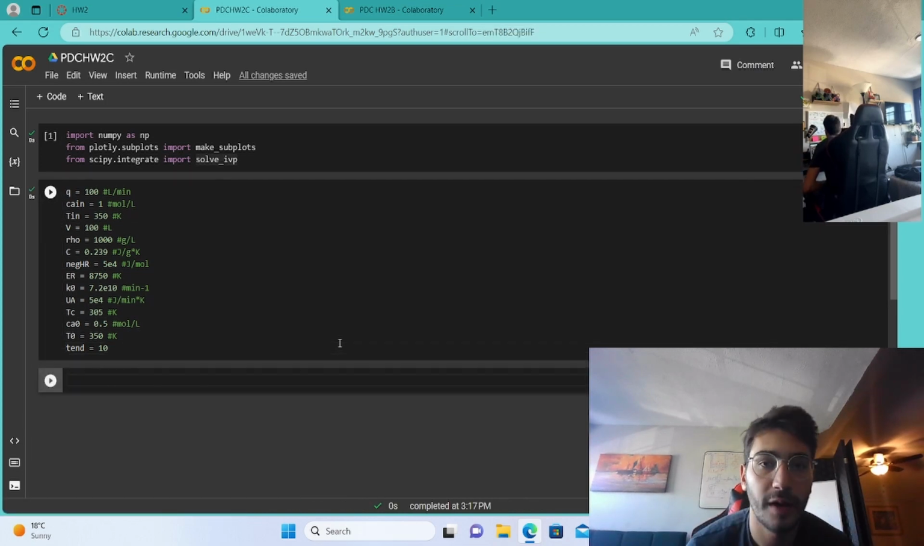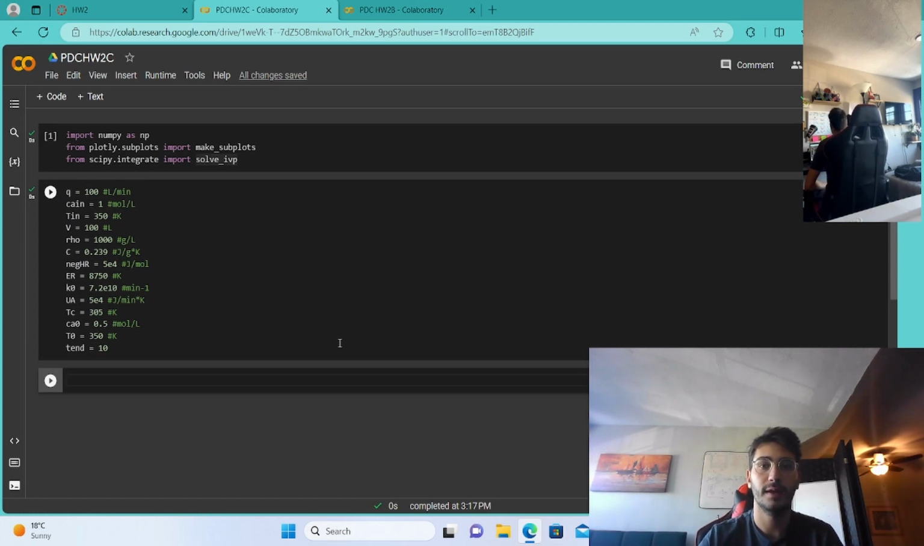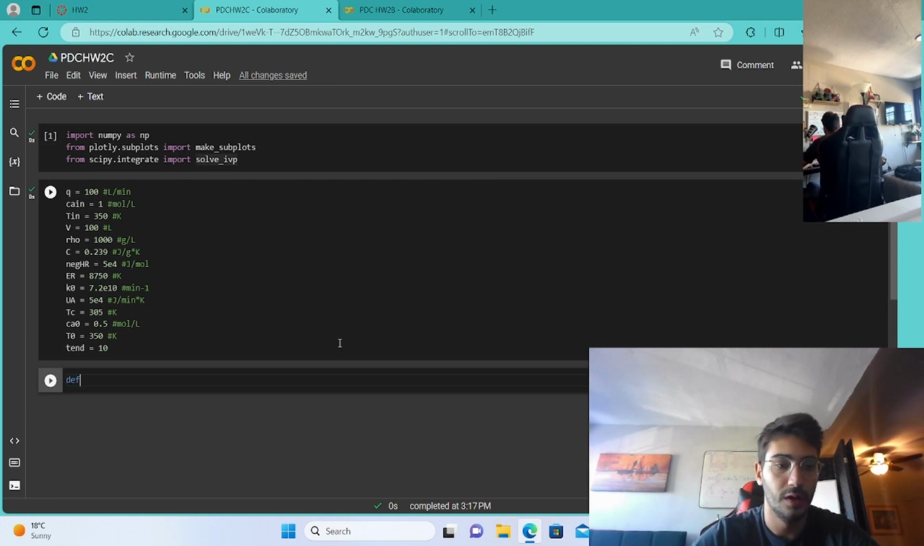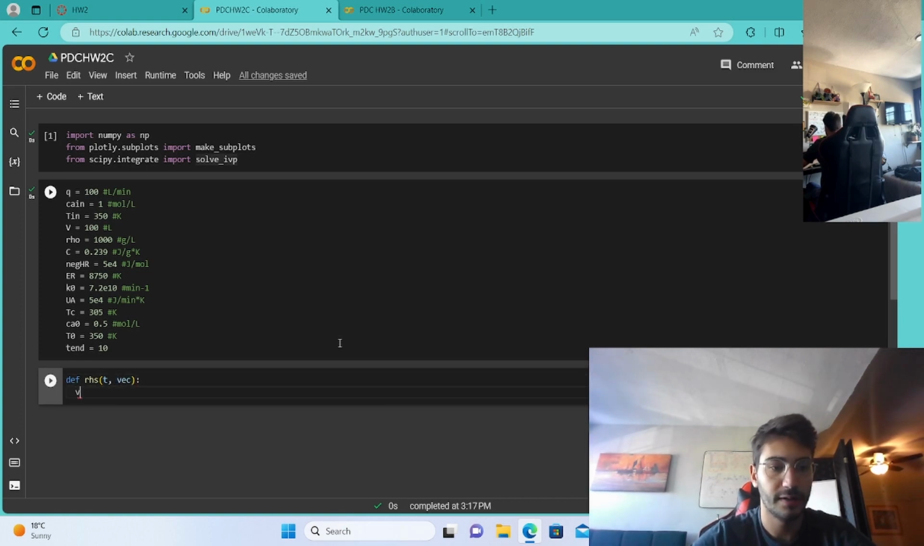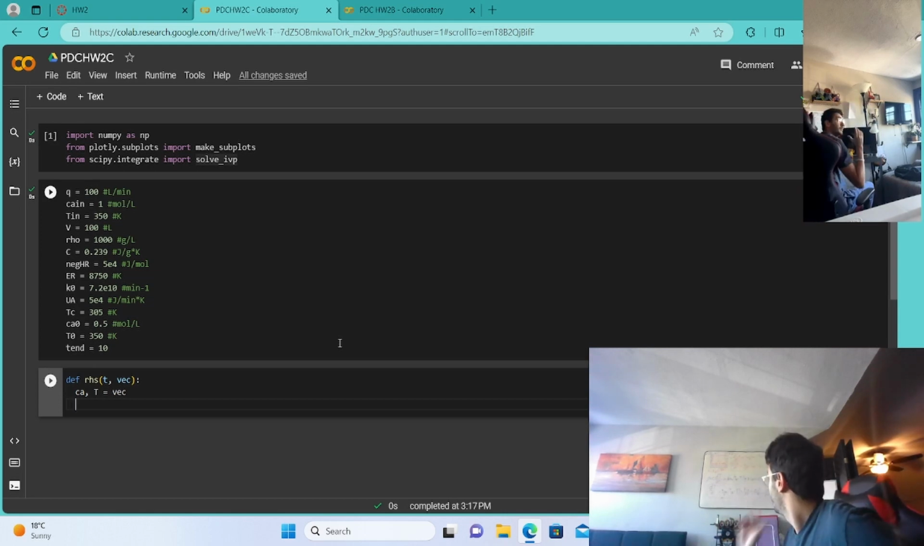Alright, so now that we've plugged in all of our initial conditions and all of our givens, we can go ahead and plug in the equations that we derived, right? So what we want to do, as always, is define a function, and I'm just going to call it right-hand side, RHS, where we pass t for the time, and then v is a vector. Then we're going to unpack the vector as having CA and T in that vector, and then we can start plugging in all our equations.